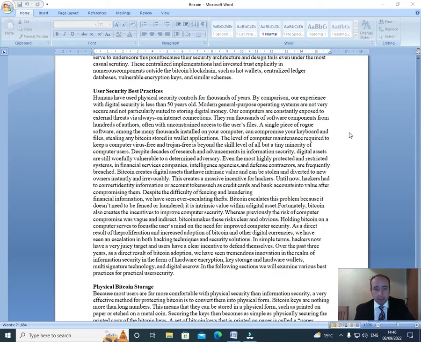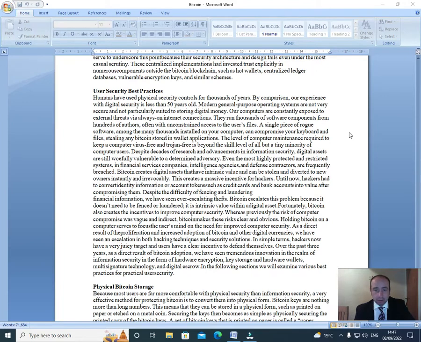User security best practices. Humans have used physical security controls for thousands of years. By comparison, our experience with digital security is less than 50 years old. Modern general purpose operating systems are not very secure and not particularly suited to storing digital money. Our computers are constantly exposed to external threats via always-on internet connections. They run thousands of software components from hundreds of authors, often with unconstrained access to the user's files.